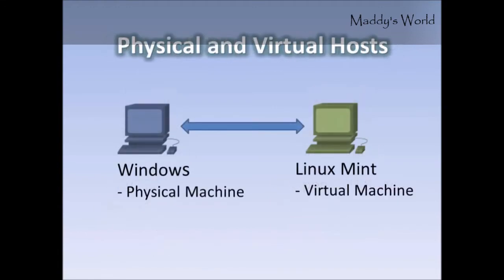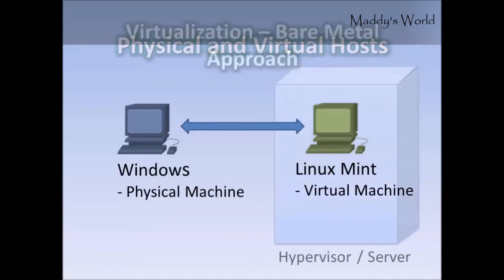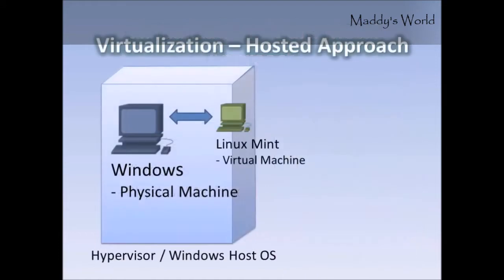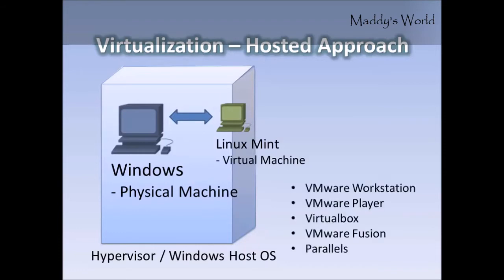Now, for this lab, I'm going to run this from a Windows computer, which will be my physical machine, to a Linux Mint computer, which I'm going to be running through a virtual machine. Now, there's a couple ways to do this. You could have that Linux Mint virtual machine running on a hypervisor or virtual machine server, like a VMware ESXi server that could be serving that virtual machine. Or you could be hosting the virtual machine yourself on your own hypervisor by installing a program like VMware Workstation, VMware Player, VirtualBox, VMware Fusion if you're running Mac, or Parallels if you're running a Mac. So it's just how you want to do this.